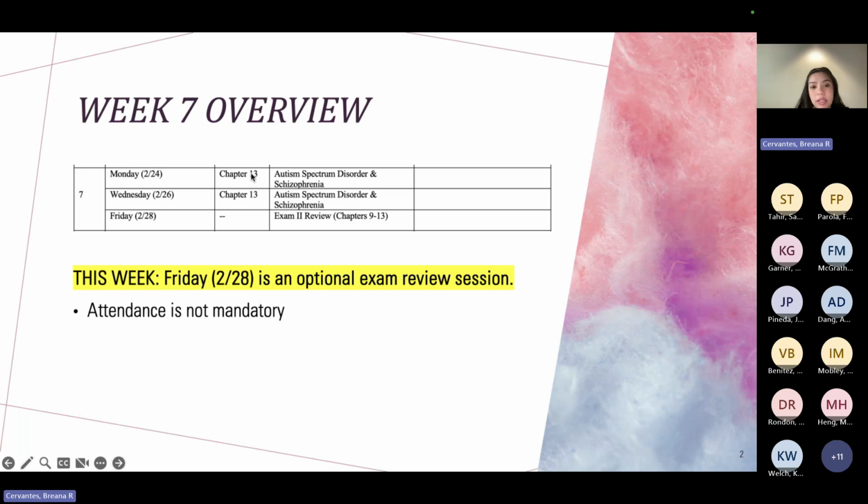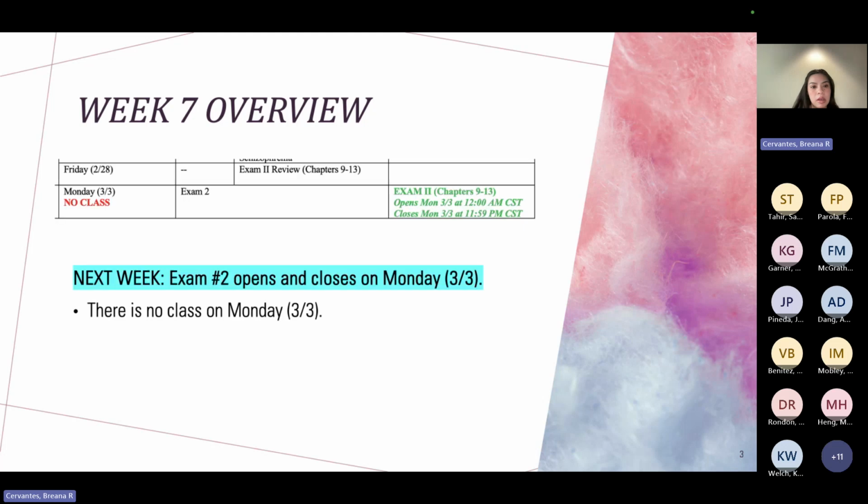If we cover it all today, then that means Wednesday will be exam review, and then Friday can also be exam review, or we don't have to have class. So let's just see what today looks like. But regardless, Friday is optional, not mandatory, because we will have that as our exam review. If we do end up starting exam review on Wednesday, it just means that Friday will be an additional day if people want to come, but definitely don't have to come.